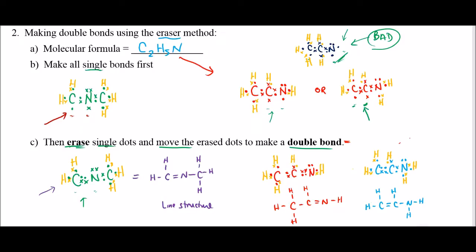These 2 molecules are called isomers. They have the same parts, which is what isomers mean, the same formula, C2H5N, but they're not the same molecule. The positions of the bonds are different, and therefore they have different properties, and they have different names. They're not the same molecule.